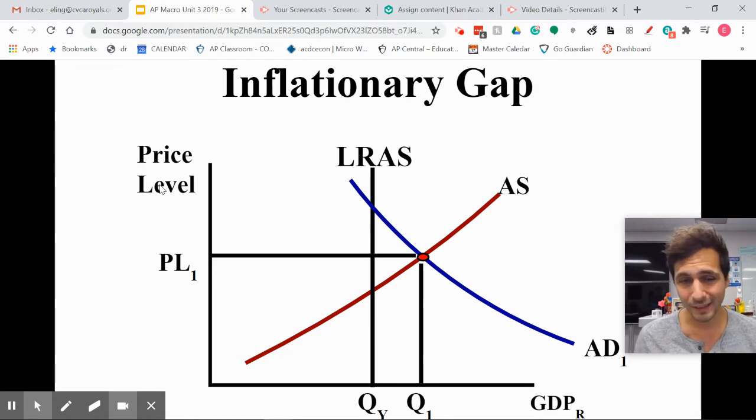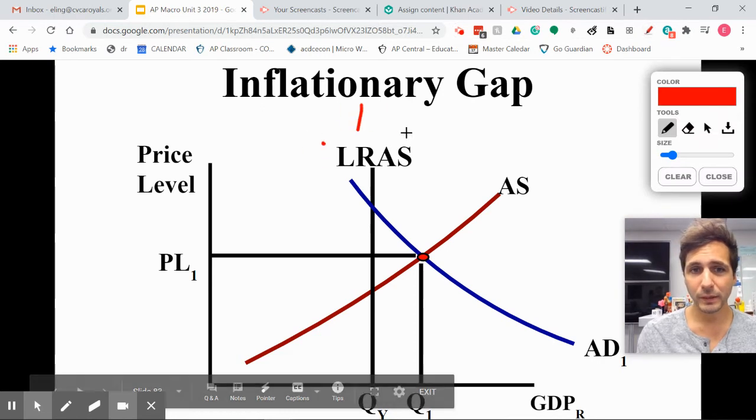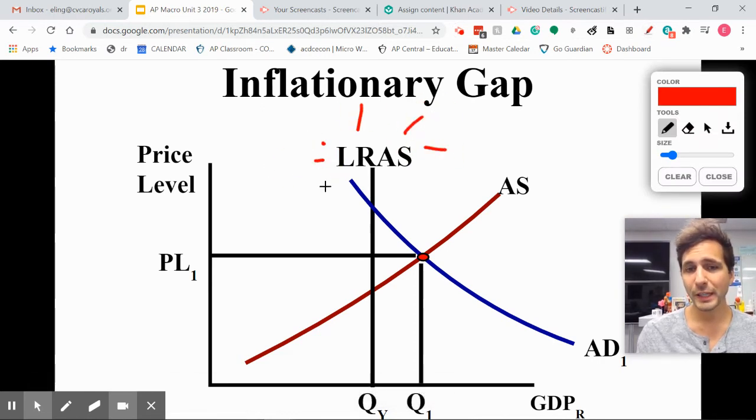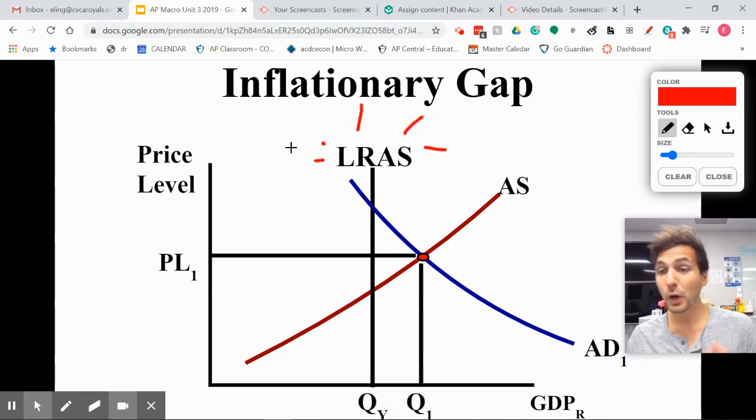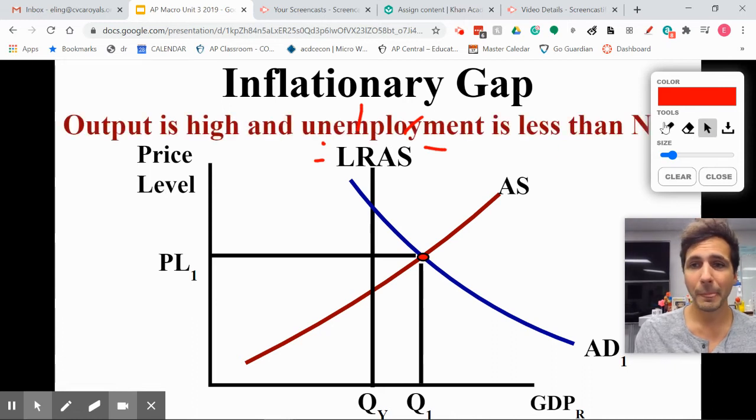Oftentimes it's shown like this. Long run aggregate supply says, here's where we want to be. This is our full employment. This is our beacon, right? Shining a light. We're not there. We overshot the mark. We're way over here, which means that our GDP is currently beyond full employment GDP, which means that our inflation is higher than it should be. And we call that an inflationary gap.